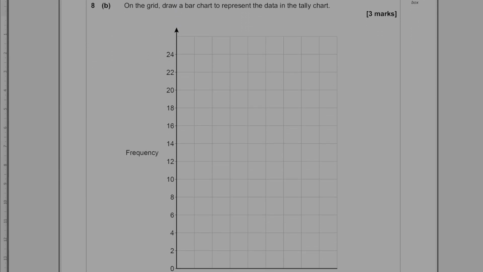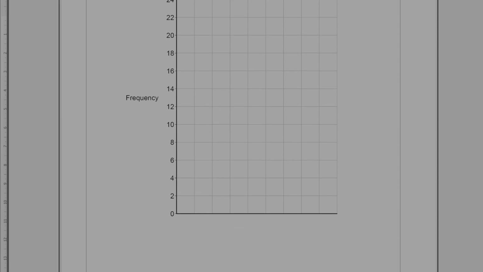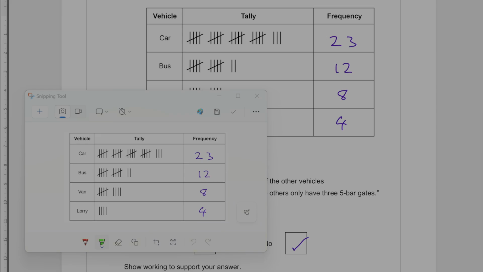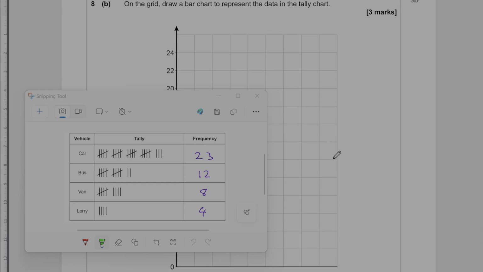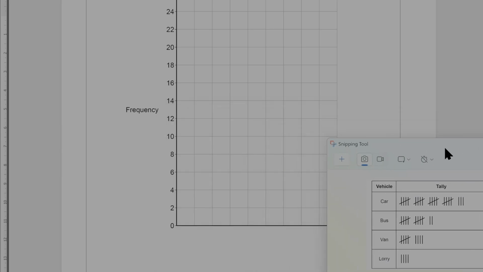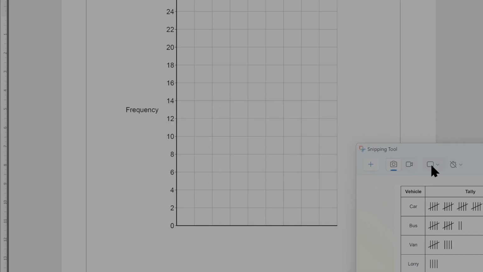And part B, on a grid, draw the bar chart to represent the data in this tally chart. Right, so I'm not going to be able to, can I do 2 pages? No. So to help me out here, just hold on a second. So I've just taken a screenshot of this because I'm going to use it here. I'm actually going to move it just outside the video so I can see it. So I need car, bus, van, lorry.